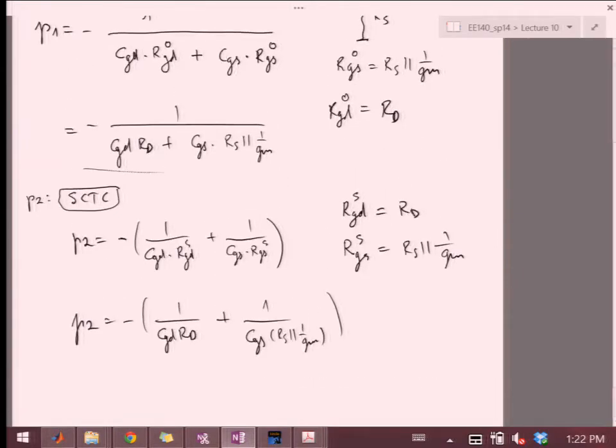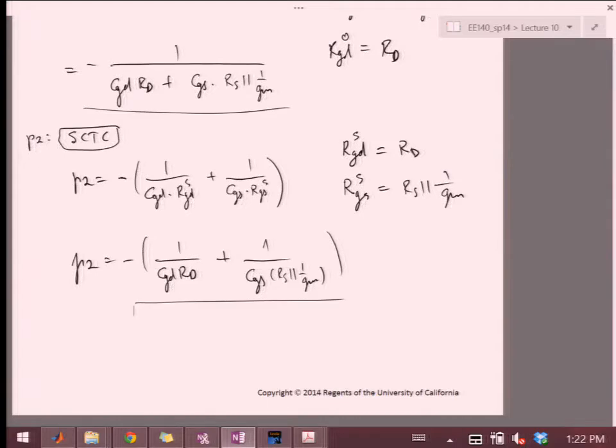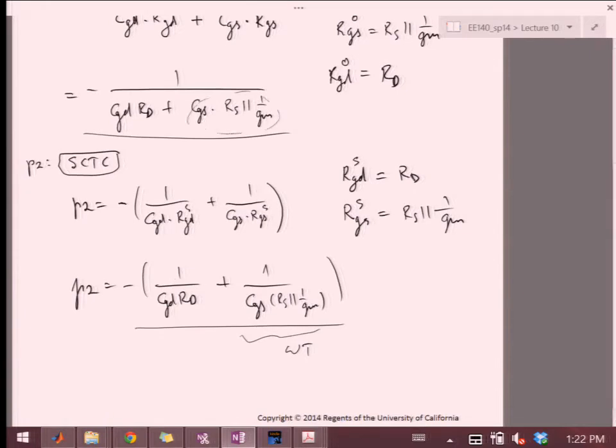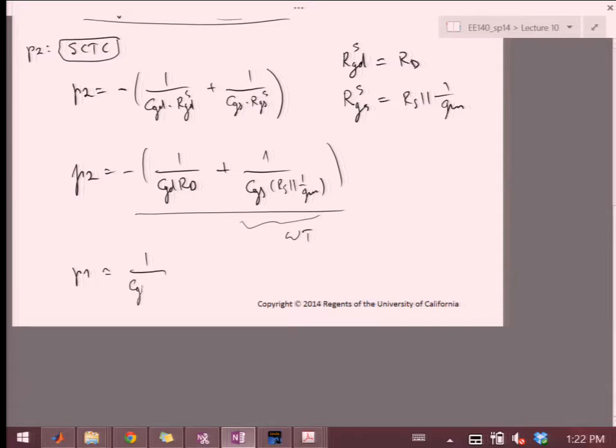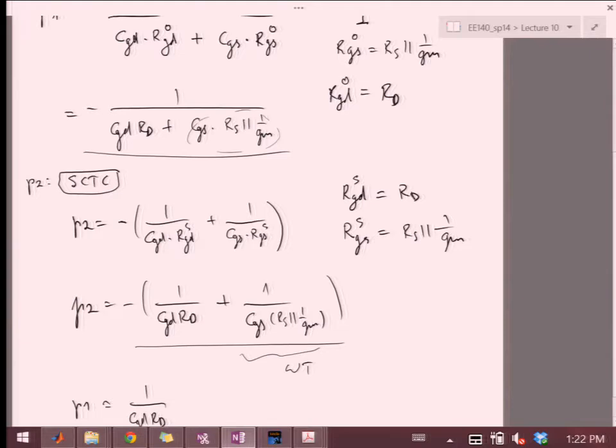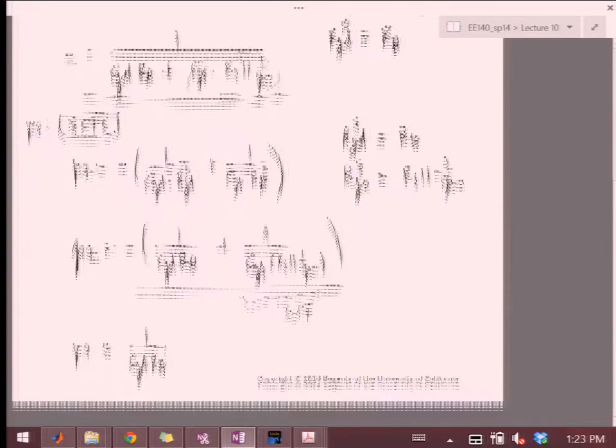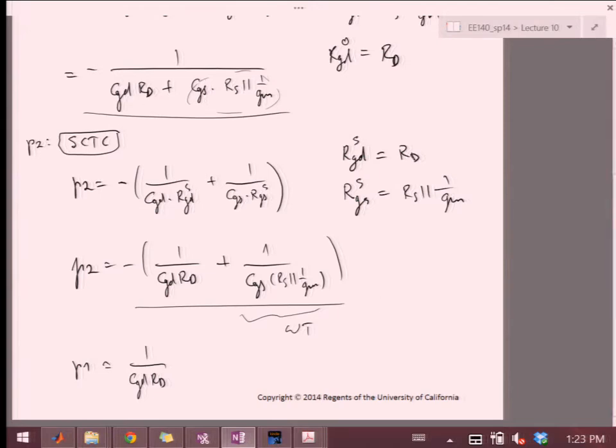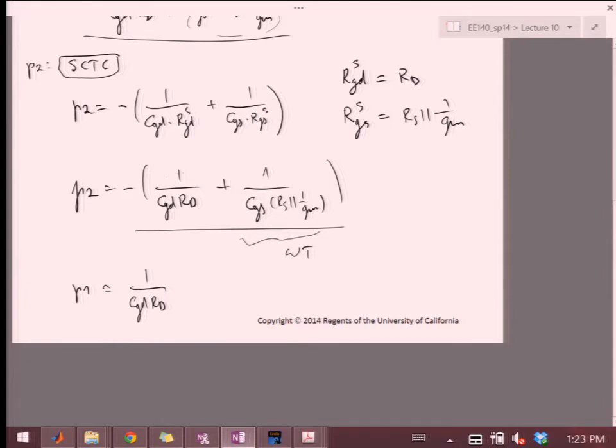So now taking a look at this expression, we can start making some assumptions. If I look at this term in particular, if RS is larger than 1 over GM, this piece over here is approximately omega t. We know omega t is really large, so 1 over omega t, which will be this piece over here, is going to be really small. So that piece is not going to be a dominant time constant. And because of that, P1 will be really 1 over CGD RD, because this is going to be the dominant piece. Because CGD RD is big, 1 over CGD RD is very small.